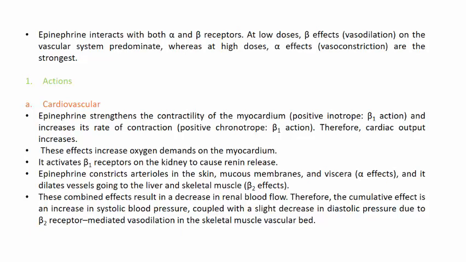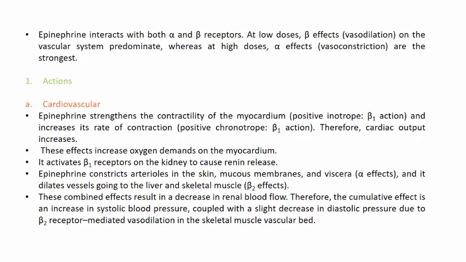The major actions of epinephrine are on the cardiovascular system, so it strengthens the contractility of the myocardium اللي هي البوزيتيف inotrope beta 1 action, and increases its rate of contraction اللي هو البوزيتيف chronotrope beta 1 action. Therefore cardiac output increases, يعني بكمحصلة راح يؤدي إلى increased cardiac output. و these effects also increase the oxygen demands on the myocardium.